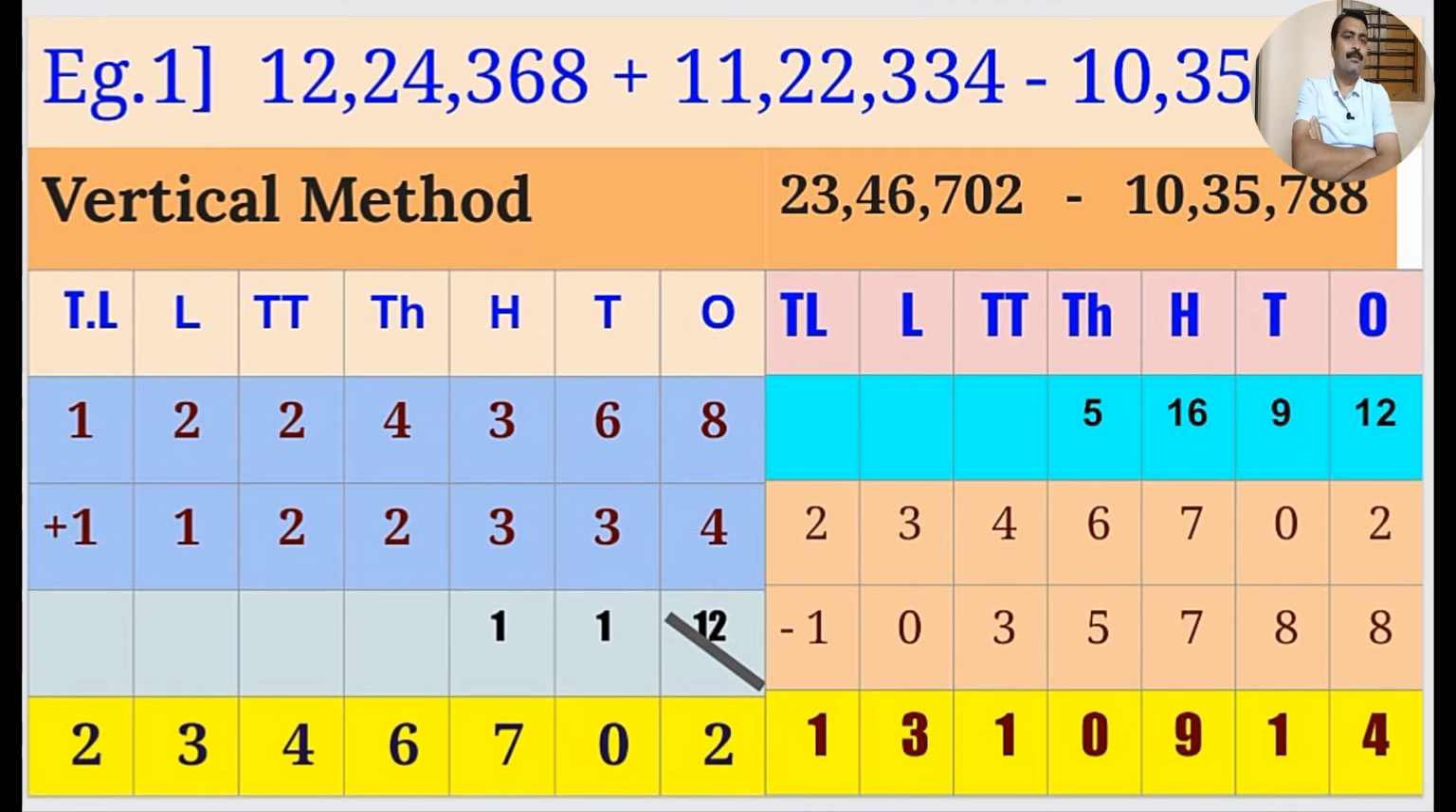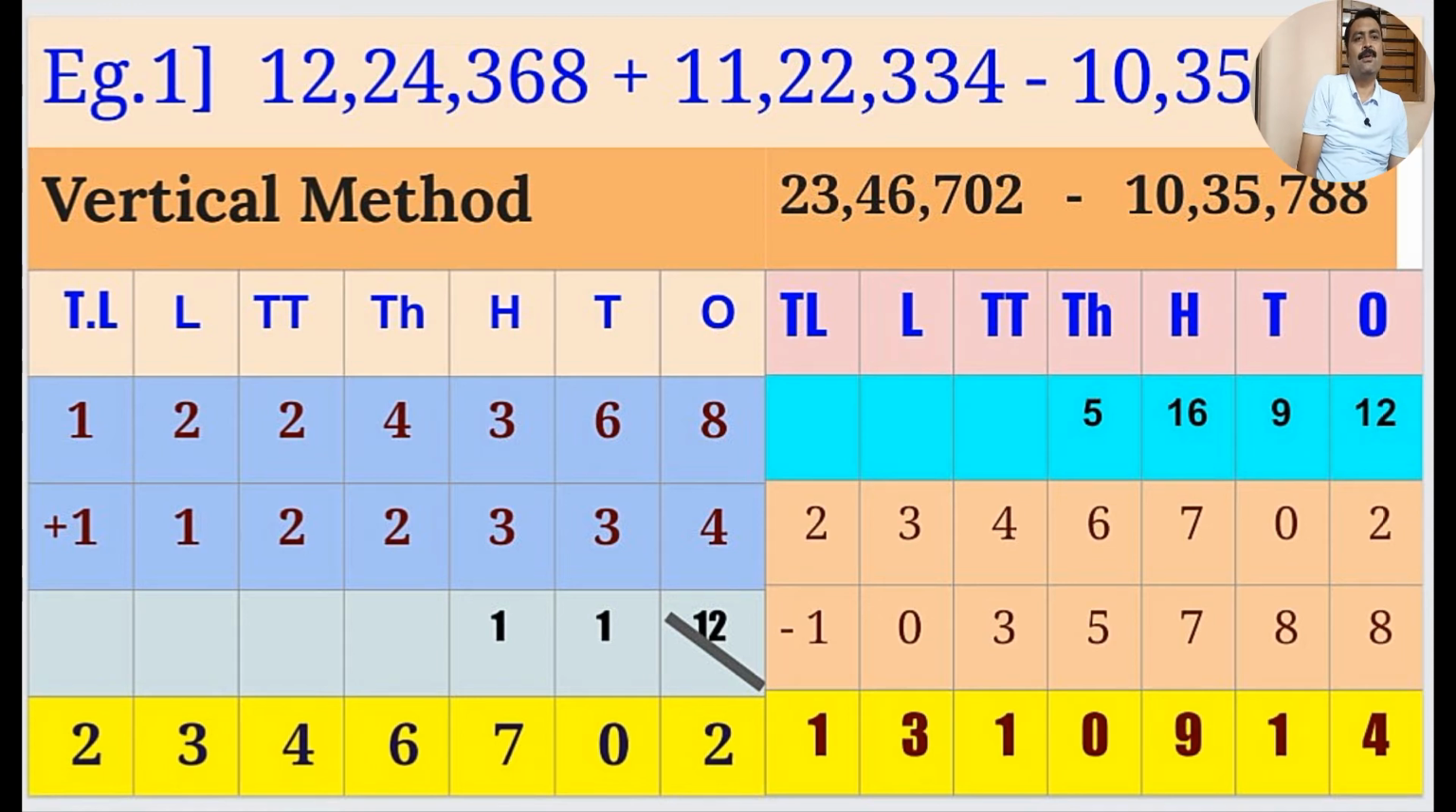After that we take the sign of subtraction, the minus sign, there. Now we arrange the second number, 10,35,788. The 8 we arrange below 2 in the ones place, the next digit, also 8, we arrange below 0 in the tens place. After that, 7 we arrange below 7 in the hundreds column there.